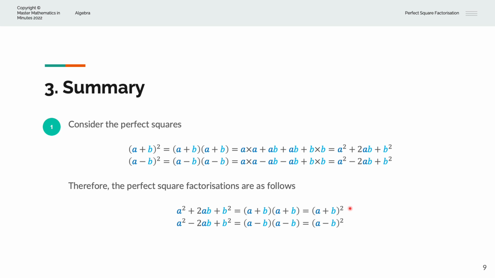Similarly, with a squared minus 2ab plus b squared being this term, as being equals to a minus b multiplied by a minus b, being this term, and that is equals to a minus b the entire thing squared. So when you're given an expression of this form, you can factorize that to be a minus b multiplied by a minus b, or a minus b the entire thing squared.